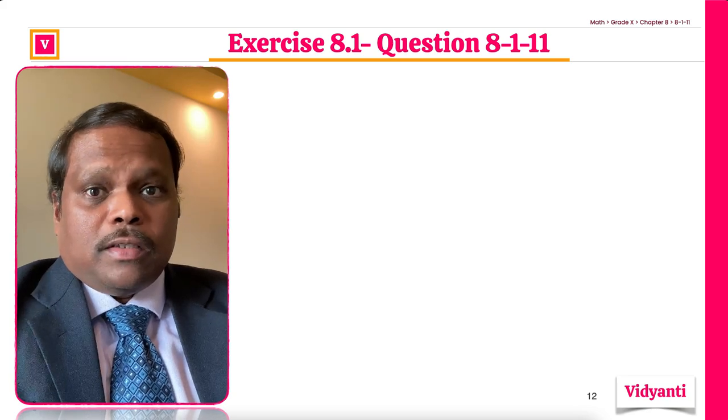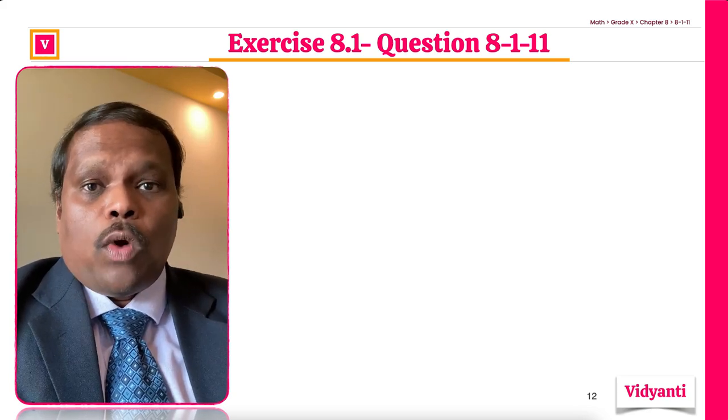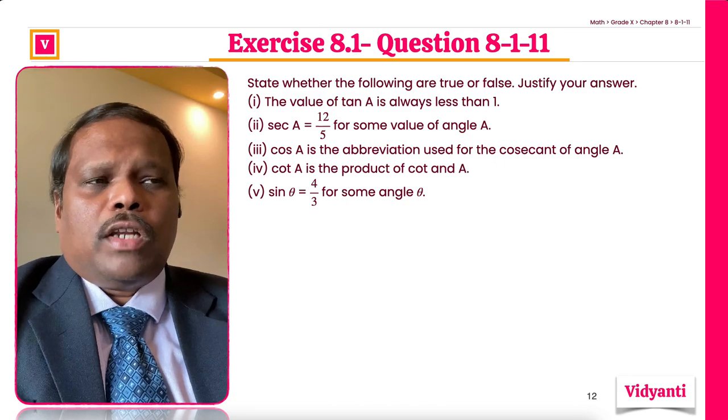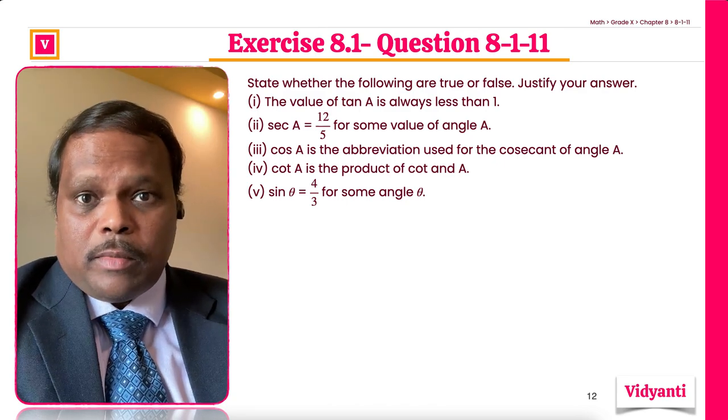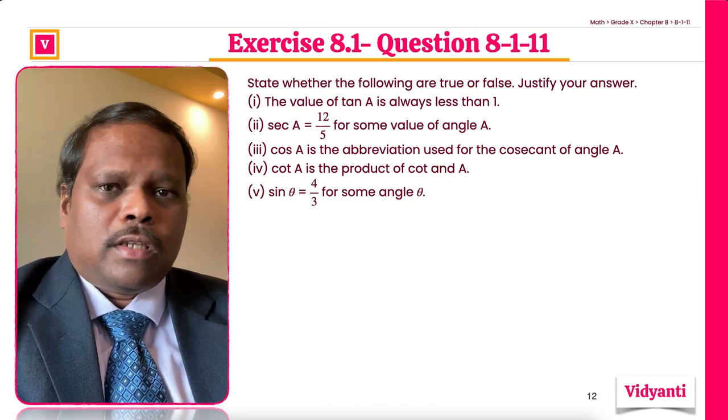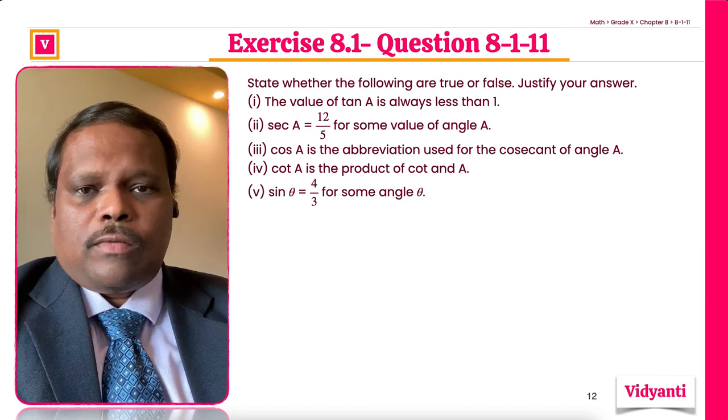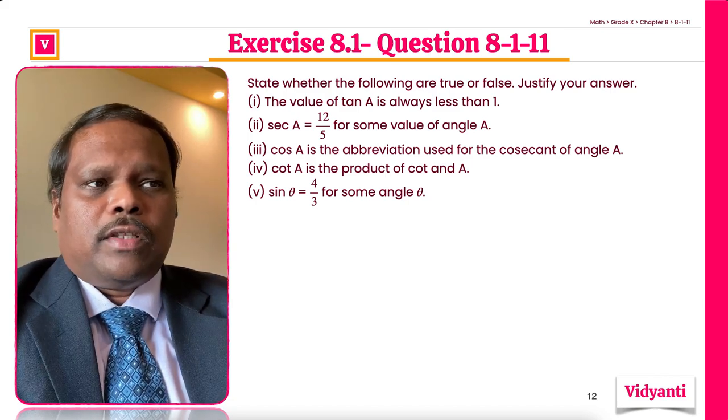Let's see the next question in this exercise, question 8.1.11. We are supposed to say whether the following statements are true or false with some sort of justification. There are 5 such statements. Let's start with the first one.